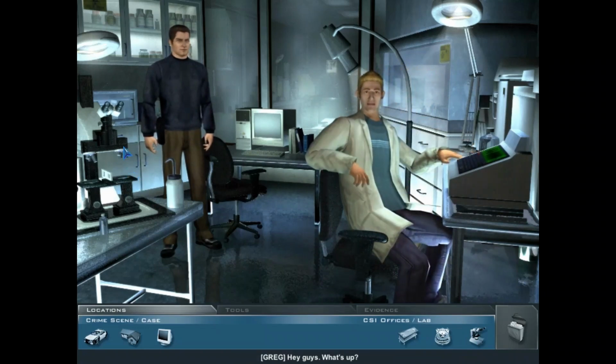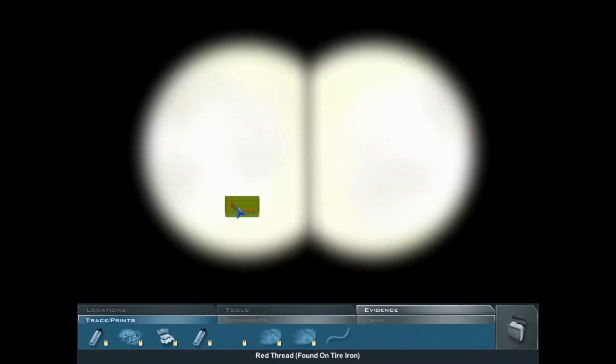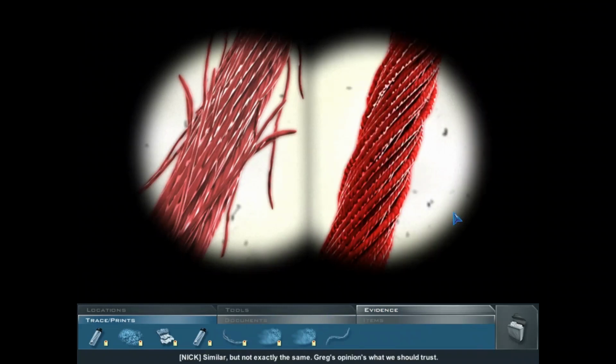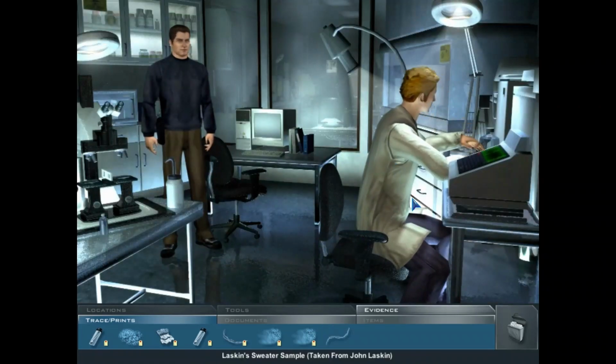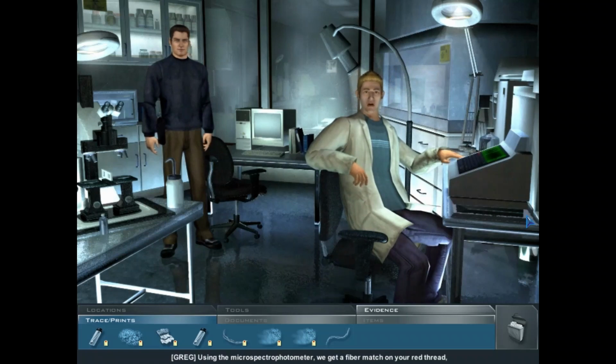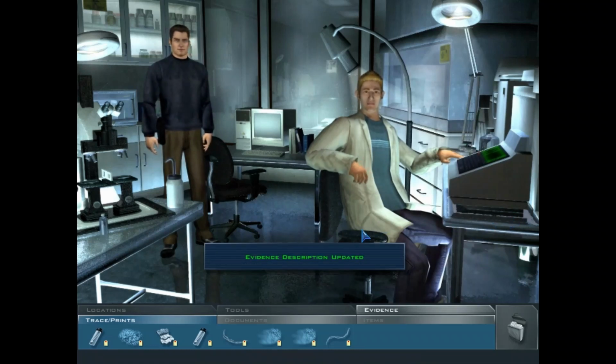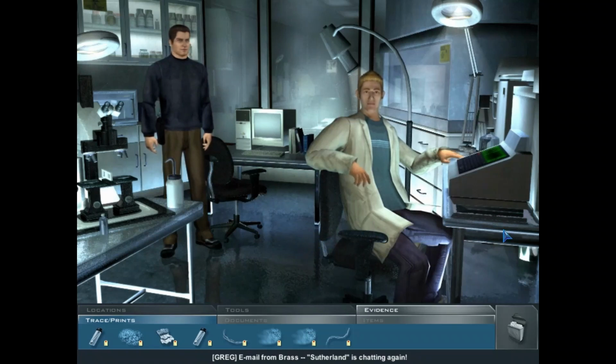Hey guys, what's up? Similar, but not exactly the same. Craig's opinion's what we should trust. Using the microspectrophotometer, we get a fiber match on your red thread, but not a color match. Similar sweater though, probably an older one. Email from Brass. Sutherland is chatting again. Every cop in town's heading over to UNLV to try and catch him in the act, including you guys. Go already.